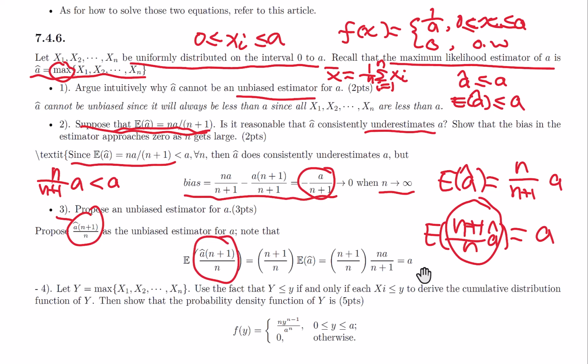This is the general trick. If you know the expected value of your estimator is a function of a, and it is biased, you can easily make some adjustment to make it unbiased. Now you can see the expected value of this whole thing is going to be a, so it is an unbiased estimator.